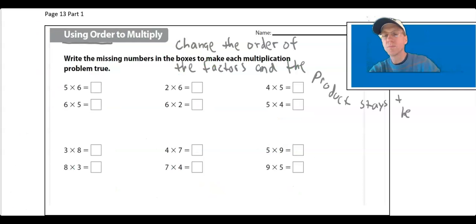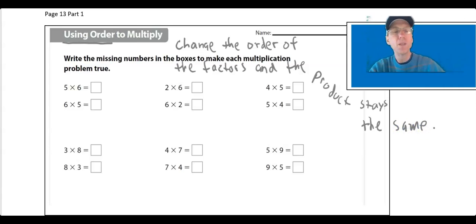The product stays the same. Okay, here we go. 5 times 6. That's a 5 fact. That's going to be 30. Pull the switcheroo. Does it matter? Not at all. It's going to be 30.